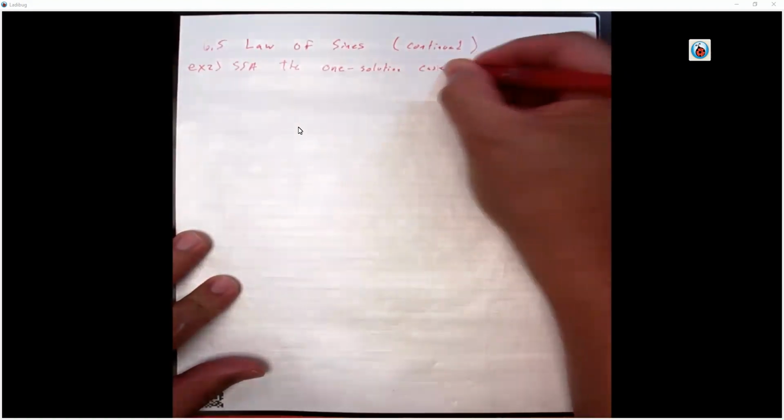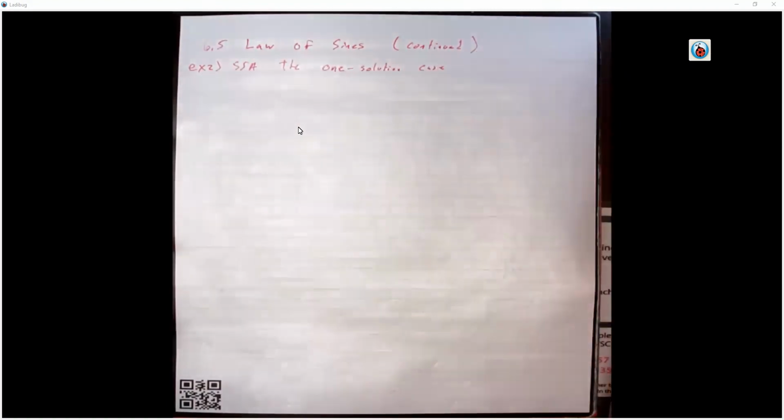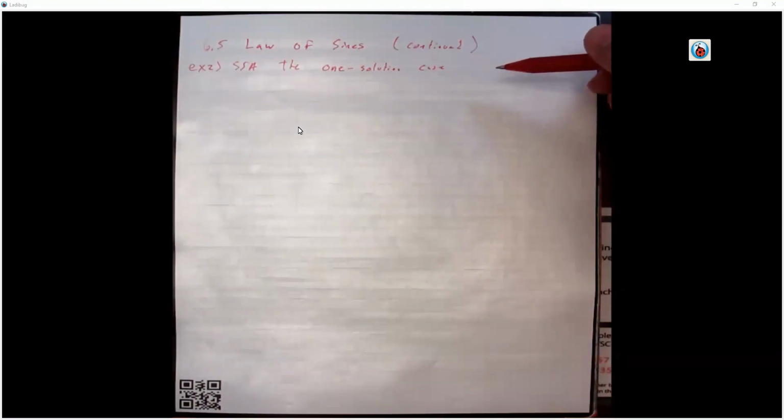So on the exam, I'm not going to tell you if there's 1, 2, or no triangles. You need to find out yourself. So here I'm telling the example that it is only 1 triangle. But I'm going to show you how you check, because you need to check yourself.